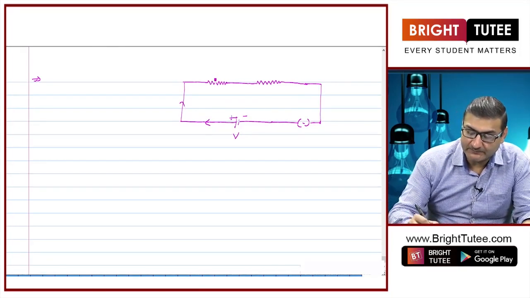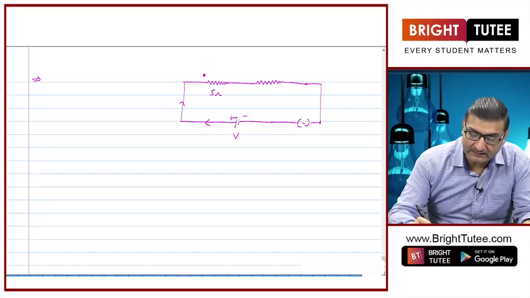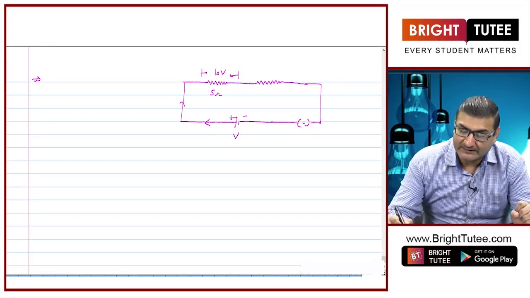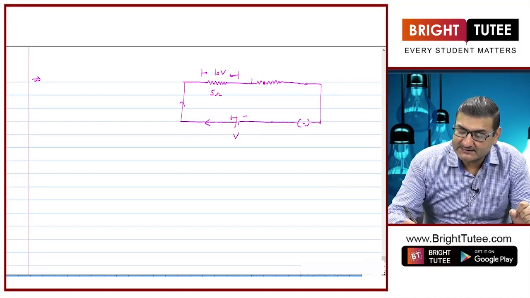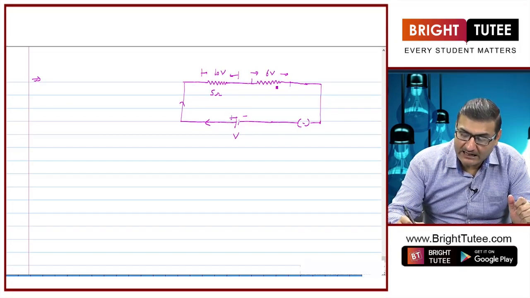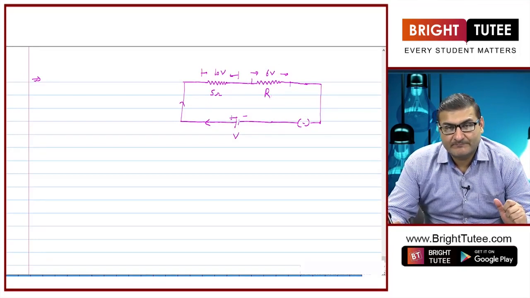Now, this is R1, given to us to be 5 ohms, fine, and we are given that a potential difference of 10 volts is applied across it. Clear? In this particular resistance, our second resistance, the potential difference is given to be 6 volts. Got it? But we are not given the value of this particular resistance.